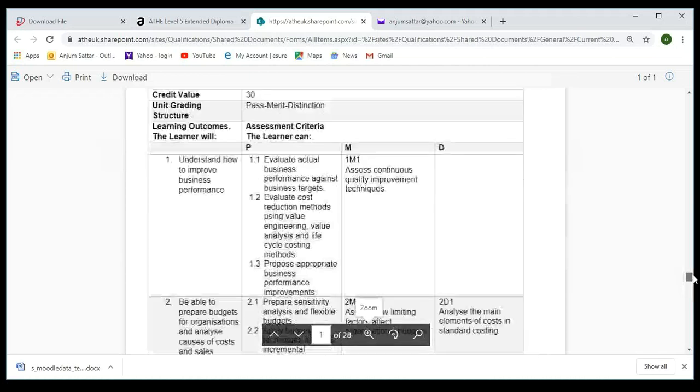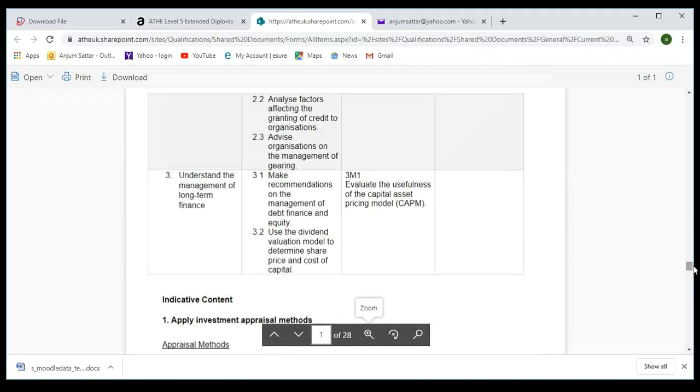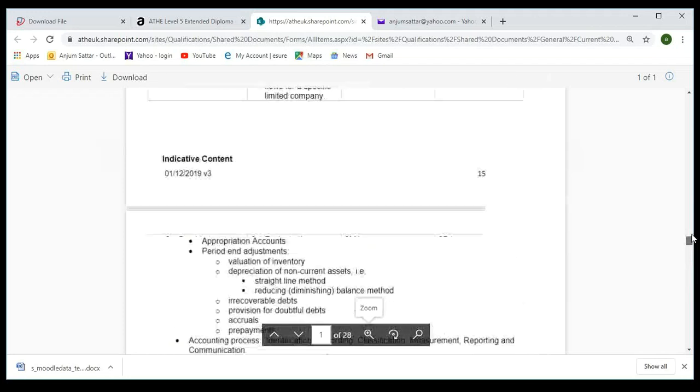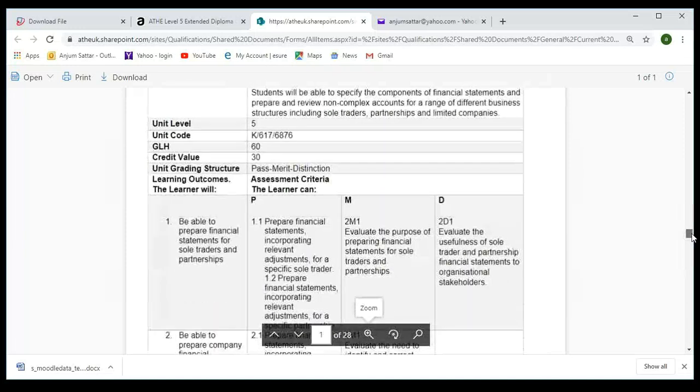Okay, so lesson 1. During lesson 1, we learned how to prepare the financial statements. We discussed the 4 types of financial statement we prepare in accounts: statement of comprehensive income, statement of financial position, statement of changes in equity, and statement of cash flow. And we discussed the difference between sole trader and partnership.